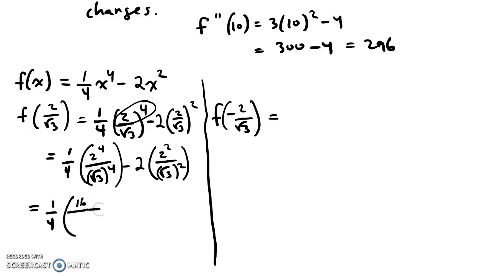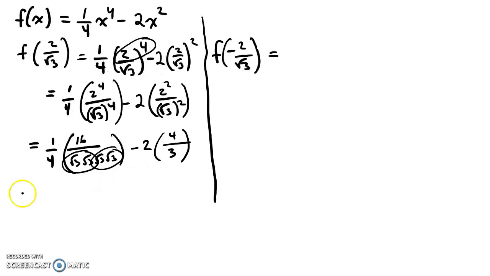And on the denominator, you have the square root of 3 to the 4th power. So that means you have square root of 3 times square root of 3 times square root of 3 times square root of 3, minus 2 squared is 4. The square root of 3 squared is just 3. And right here, you're really going to have 3 times 3, so 1/4 of 16 over 9. 3 times 3 is 9. Minus 2 times 4 is 8 over 3.